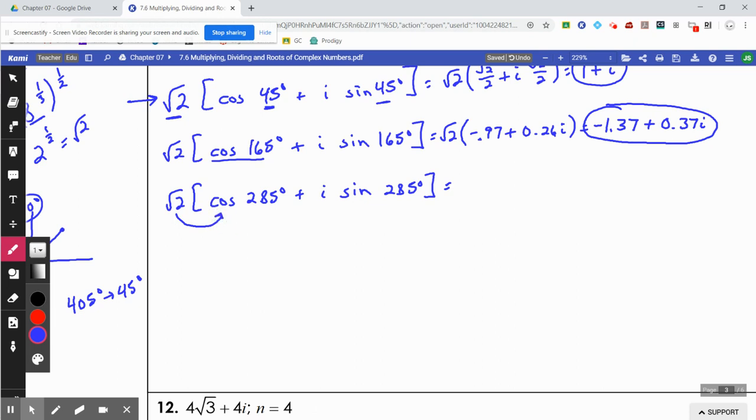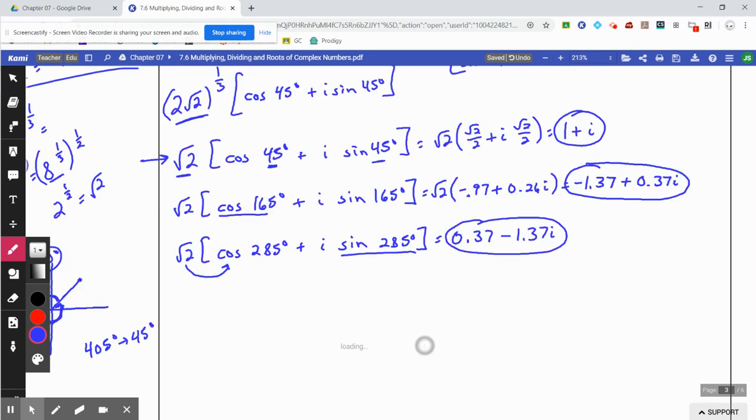Do the exact same thing on the last one. Distribute root 2 times the cosine of 285. Again, 285 is not one of the angles that we know. It would have a reference angle of, let's see, 285 is 75 degrees from 360, so we don't know that, and we don't know the sine of 285 either. But use your calculator, multiply this out, and here's what you're going to get: 0.37 minus 1.37i, which is very similar to the last problem.